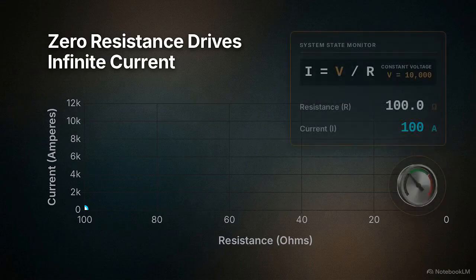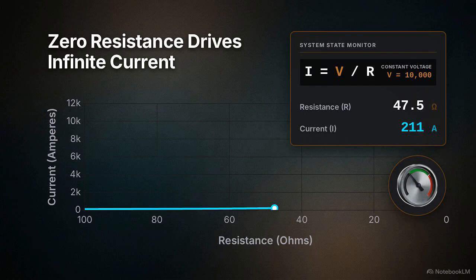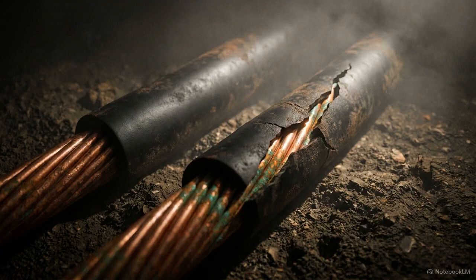This dynamic chart of Ohm's law shows exactly why that is so dangerous. Current equals voltage divided by resistance. If the resistance variable plummets to zero, the math dictates that the current will multiply at an uncontrolled exponential rate. In the real world, this math physically manifests as a fault.